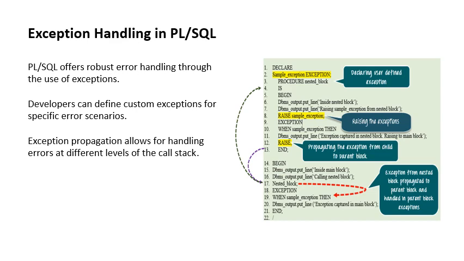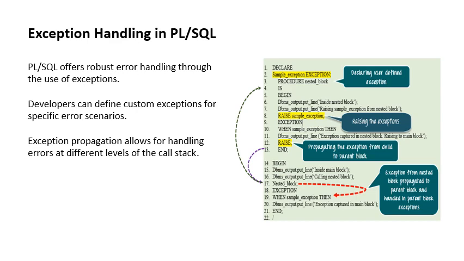PL/SQL offers robust error handling through the use of exceptions. Developers can define custom exceptions for specific error scenarios. Exception propagation allows for handling errors at different levels of the call stack. To understand this content, let's go on to this example.